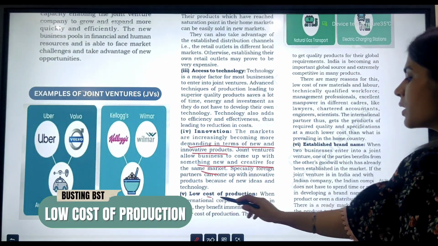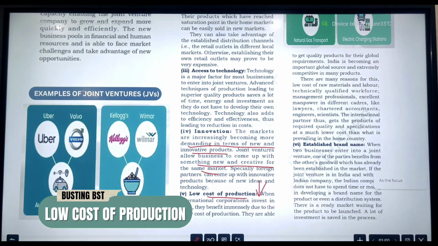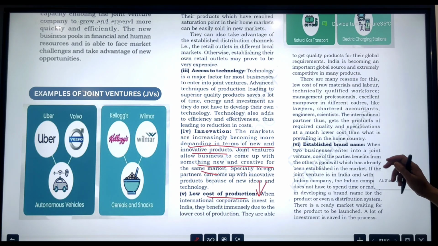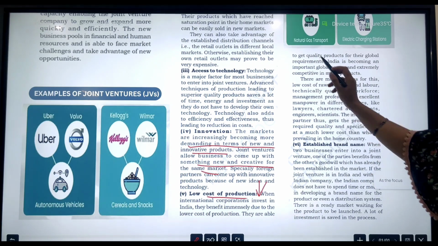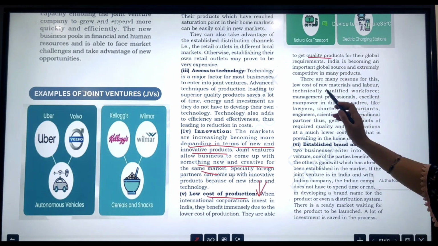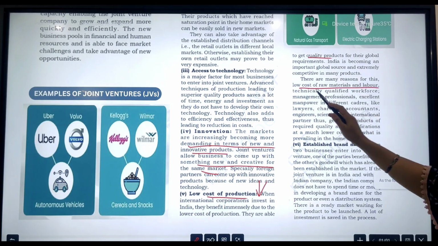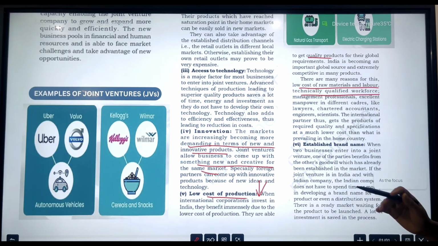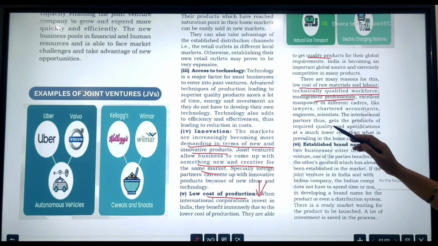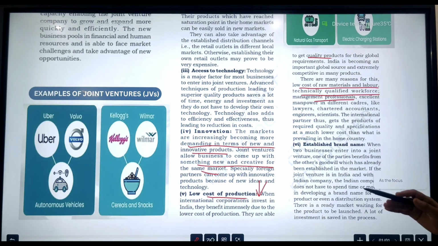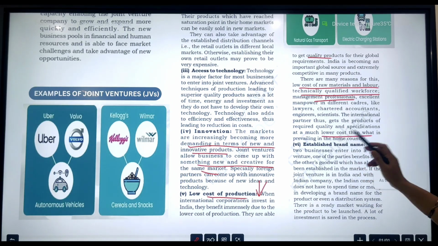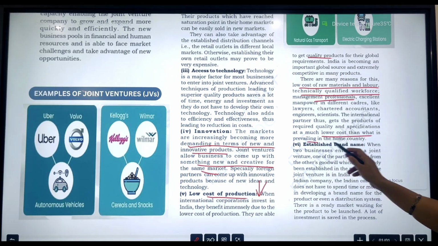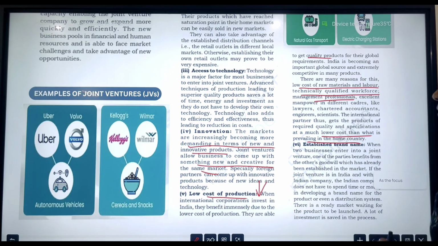The cost of production ultimately falls because they are using each other's capability, and quality products are coming. Even the raw material cost, labor cost and workforce cost fall, because they get a qualified workforce and management professionals from different categories and different areas when they collaborate with foreign companies. So that ultimately leads to lower costs than what they were having in their home countries.